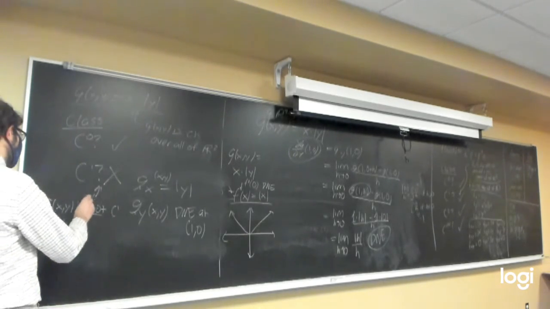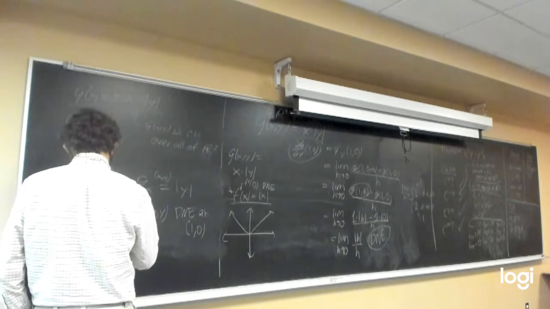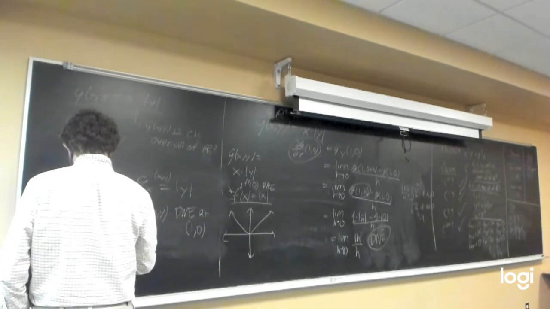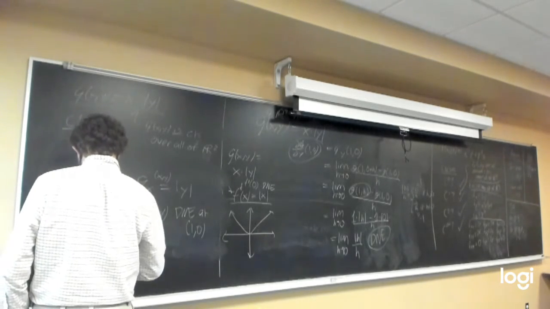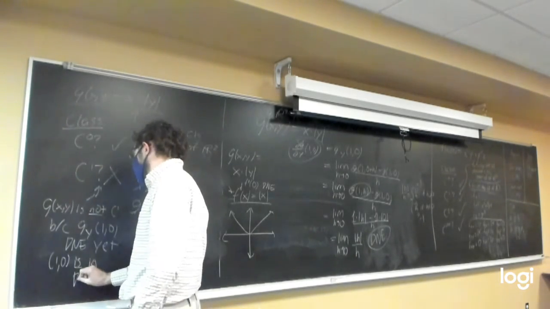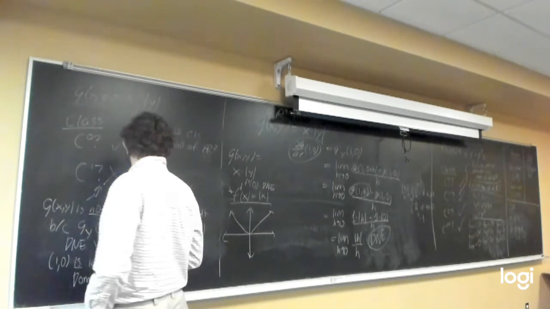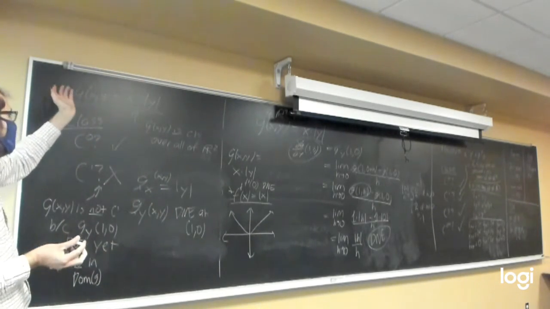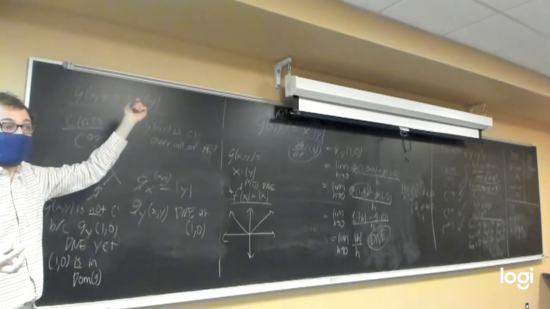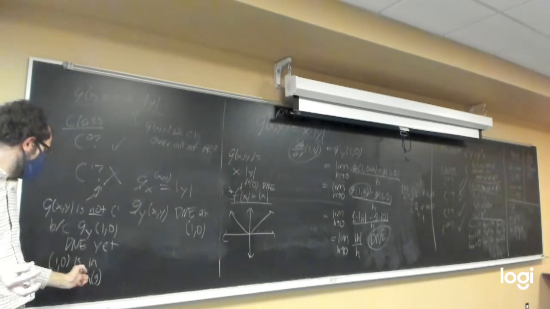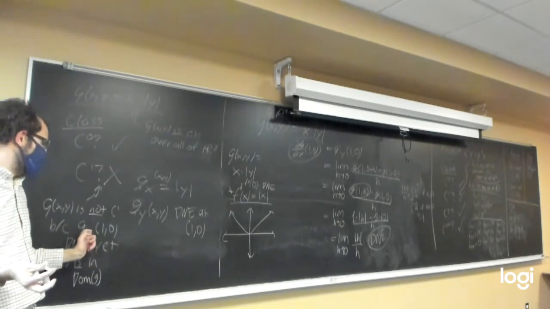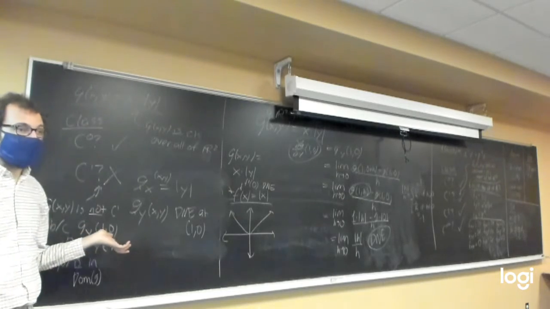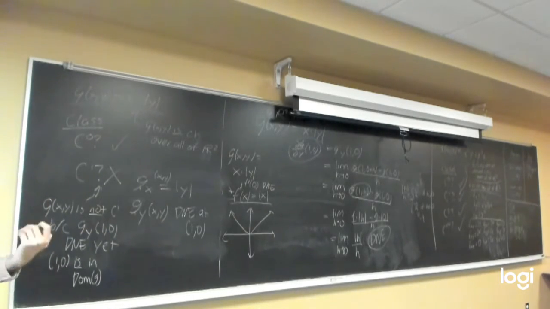But the partial derivative of g with respect to y of 1, 0 does not exist, yet 1, 0 is in the domain of the original function g. We could take g of 1 comma 0. That would just give us 1 times absolute value of 0, which is 0. So 1, 0 is in the domain of the original g, but it is not in the domain of g sub y. It's a point at which our partial derivative with respect to y did not exist.